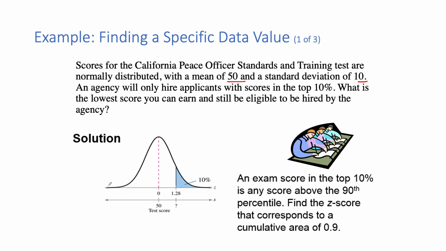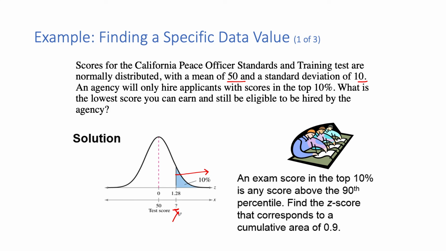So I know that the test scores are normally distributed, where the mean is 50 and the standard deviation is 10. I want to ask the question, what score do I need to get to be in the top 10% of this distribution? What is the minimum cutoff score that I can get so I can be in the top 10% of the test takers and then get the job? So I know the distribution, and I want to know what value of x, what test score, I need so I can be in the top 10%.